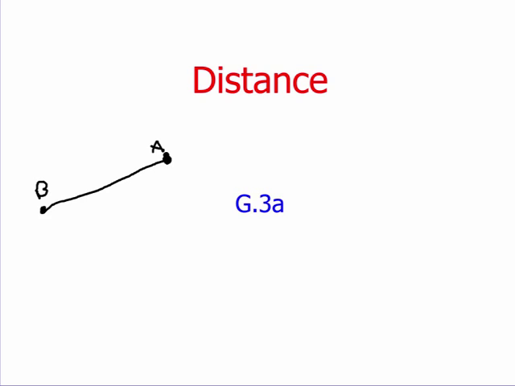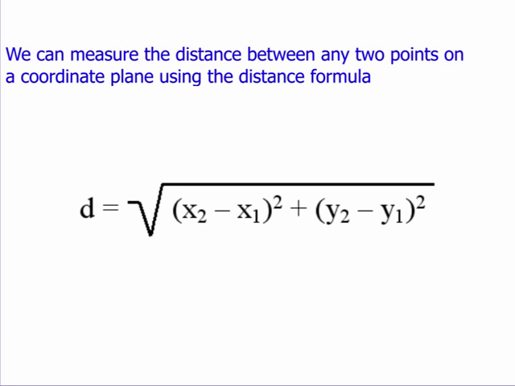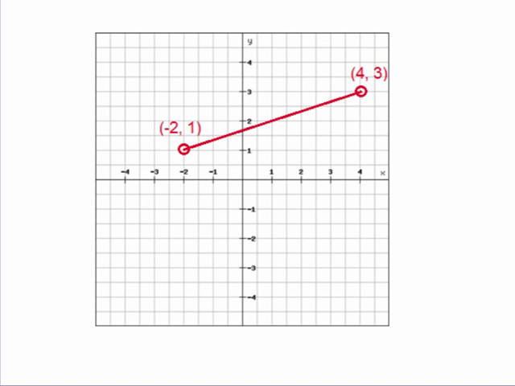And so we find distance by using the distance formula. Okay? So the distance formula is this crazy looking radical here. It's the square root of the difference of the x coordinates squared plus the difference of the y coordinates squared. And I'm going to show you something here that's going to make this distance formula make a lot of sense to you.